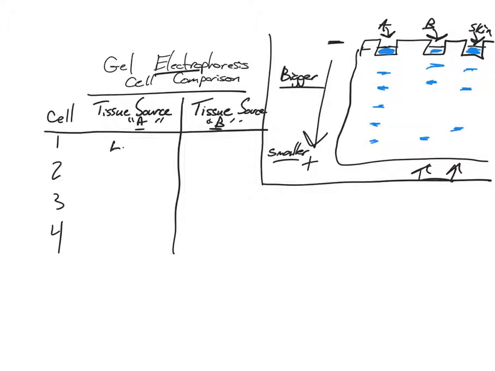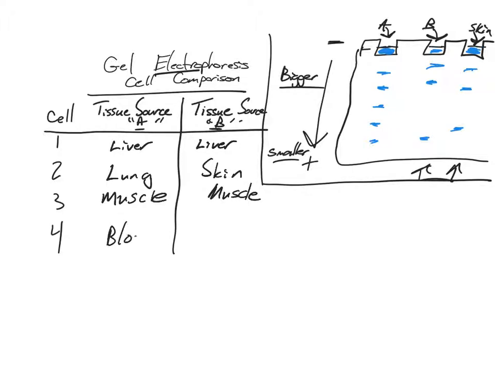They say liver here, liver here. They say lung here, and skin here. They say muscle here, and they say muscle here. And they say blood here, and pancreas here. So different tissues. So two livers from two different people, lung and skin from different people, muscle and muscle from different people, and blood and pancreas from different people.